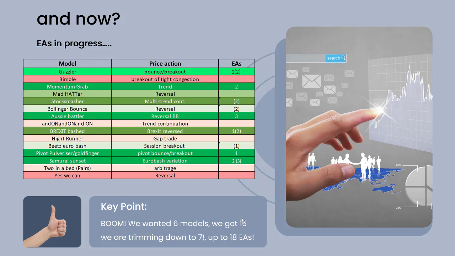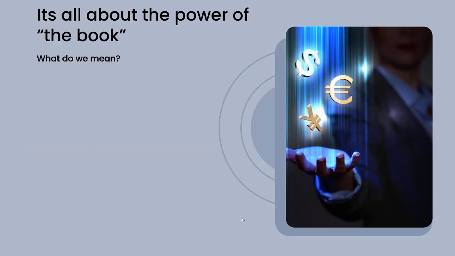We'll probably trim these down to 7 or 8, which will be the ultimate ones that we take through to forward testing. And then, of course, within those 7 or 8 models, there's up to 18 EAs, many of which have already been finalized. And it's all about the power of the book.